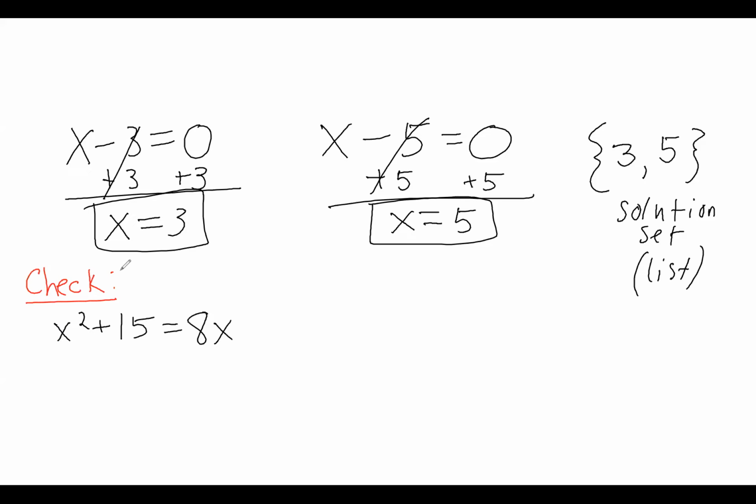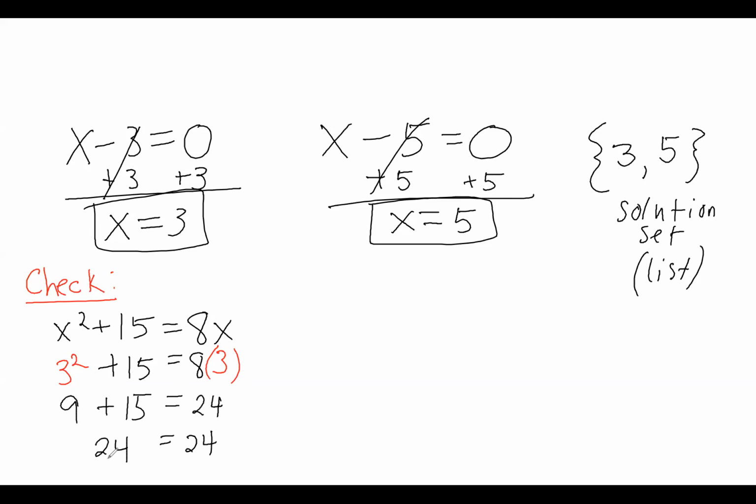So going back to the original problem, the first thing I'll check is 3. So I'll replace x with 3. So instead of x squared, I'll write 3 squared plus 15 equals, and then over here, 8x is going to be 8 times 3. Okay, and then we'll just simplify and make sure that both sides of the equation are equal. So 3 squared plus 15 is what we have on the left side. 3 squared is 9, and then 9 plus 15 is 24. Meanwhile, on the right side, 8 times 3 is 24. So it checks. 24 equals 24.